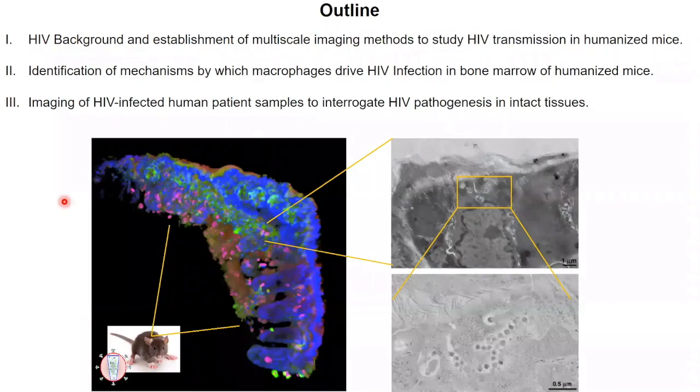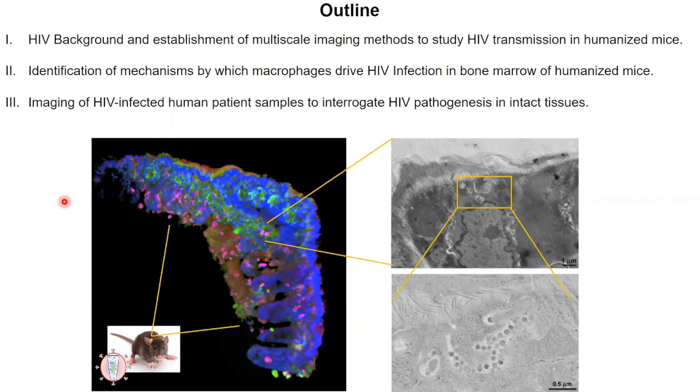Here's a brief outline. Some of you have seen a chunk of this talk, but I put some additional new work in here. I'm going to talk about the establishment of a multi-scale imaging method to study HIV transmission in humanized mice, where we've done most of our methods development. Then I'm going to tell you a story that I think is pretty cool, recently published about a week ago: the identification of mechanisms by which macrophages can enhance HIV dissemination in the bone marrow. Finally, I'm going to move into the collaboration we're establishing here at UCSB, imaging HIV-infected human patient samples to understand HIV pathogenesis in the real thing, not in a model.